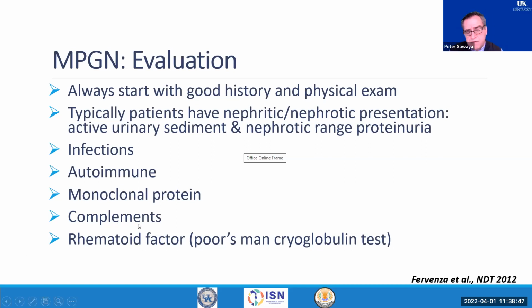Complement levels: most of the C3 type of the MPGN will be C3 only down, not the classical pathway that you have with the autoimmune immune complex diseases, where both the classical pathway components, so C3 and C4, both are down.